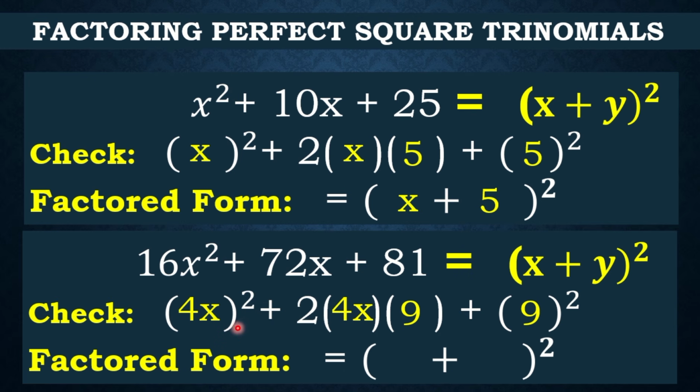Okay. So, let us now get the factored form of 16x squared plus 72x plus 81. So, kunin lang natin yung first. Ito yung first term natin. So, 4x. Kunin natin yung last term, yung square root ng ating last term, that is 9. So, this is your factored form. Next.